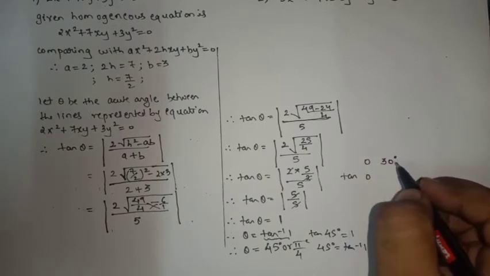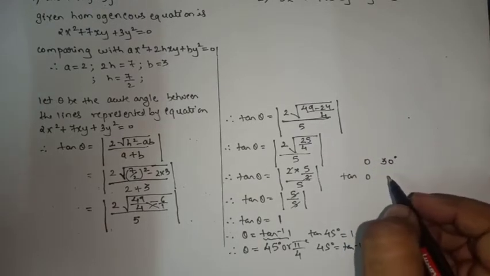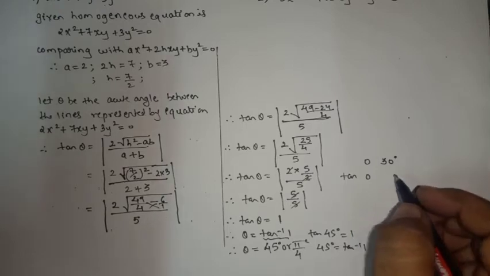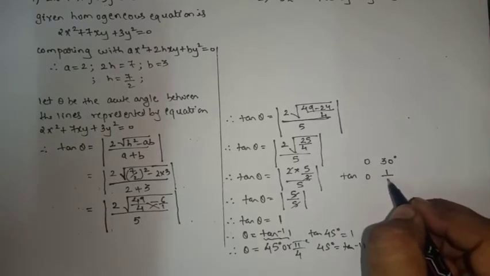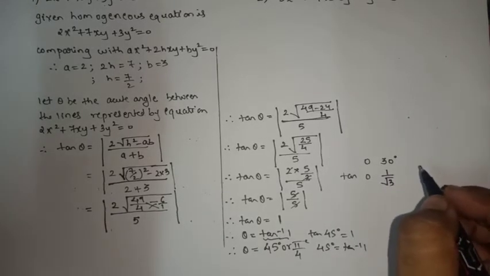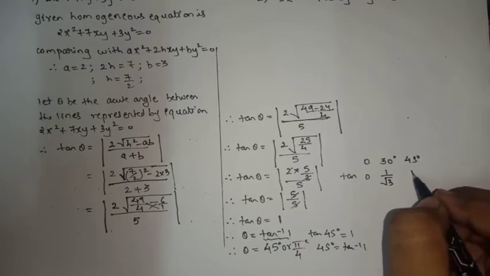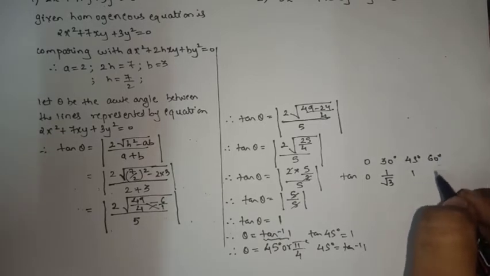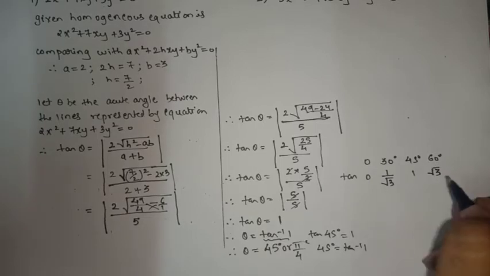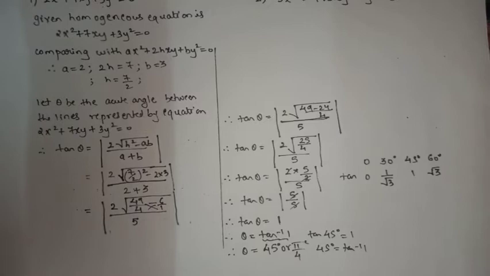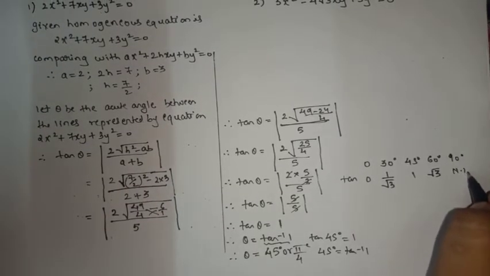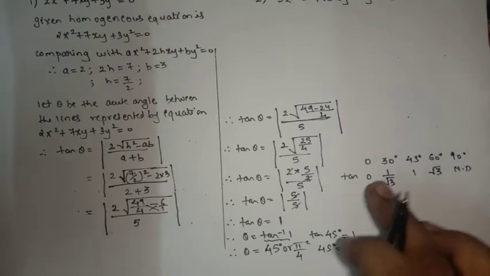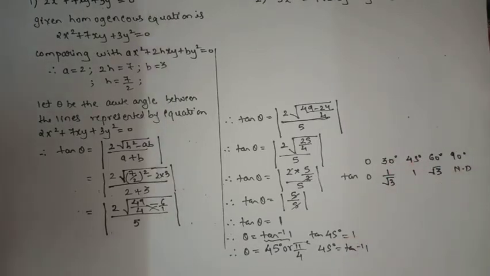For 30 degree, we all know the value, it's 1 upon root 3. For 45 degrees, what? 1. For 60 degrees, what? Root 3. Yes, and for 90 it is not defined. So remember the values for 30, 45, 60 and 90.